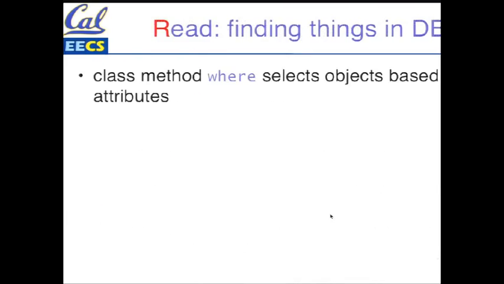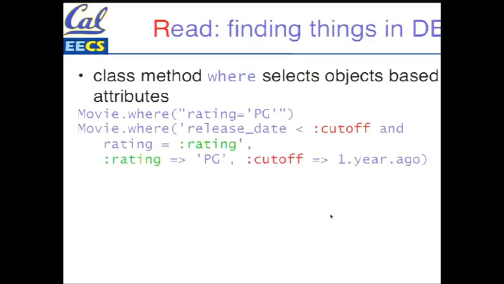So as you can see, we're going to go through the CRUD operations one at a time. How do you find stuff? Well, in our very short introduction to SQL, we saw that there's a SQL keyword where that lets you express constraints on the objects you want. And there's a class method inherited from ActiveRecord that does the same thing. So if I say Movie.where and I plug in the name of an attribute and an equality or comparison condition, I will get back an enumerable collection of all of the database rows that match that constraint.